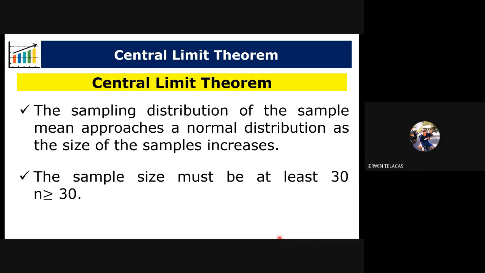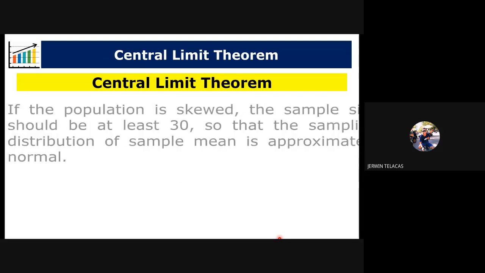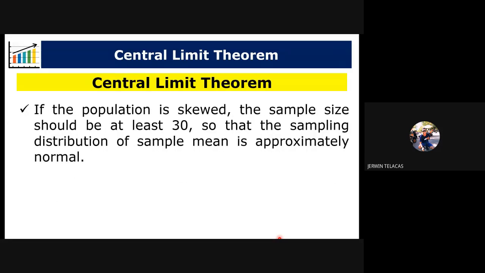Yes, sir. Okay, so yun yung tatandaan ninyo. Okay? So, in-stress ko to ng paulit-ulit para at least ma-recall ninyo. So again, if the population is skewed, when we say skewed, whether it is more on the left or more on the right. So it's skewed to the left, to the right, or pwede rin jumbled, katulad ng present ko sa inyo dati na graph. No? The sample size should be at least 30, so that the sampling distribution of sample mean is approximately normal.